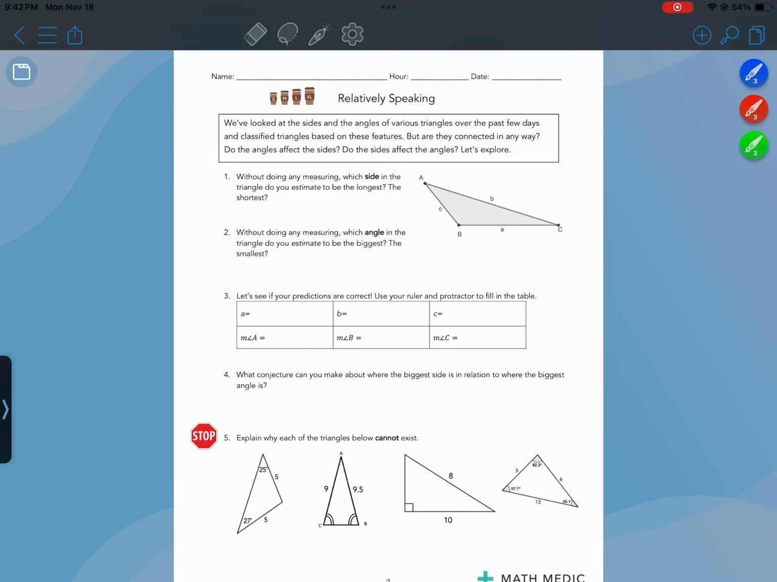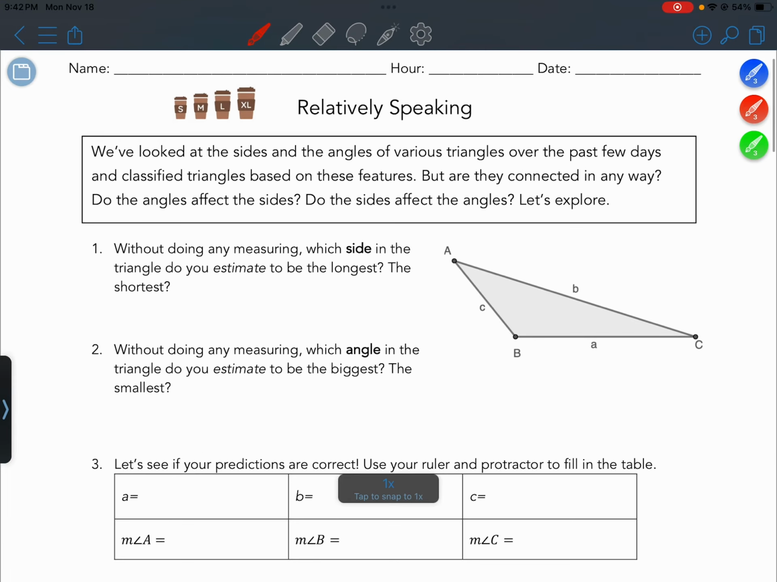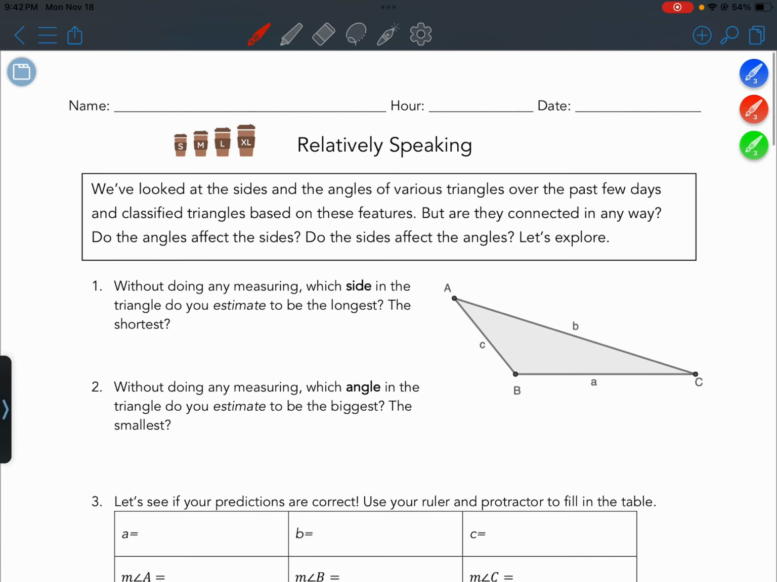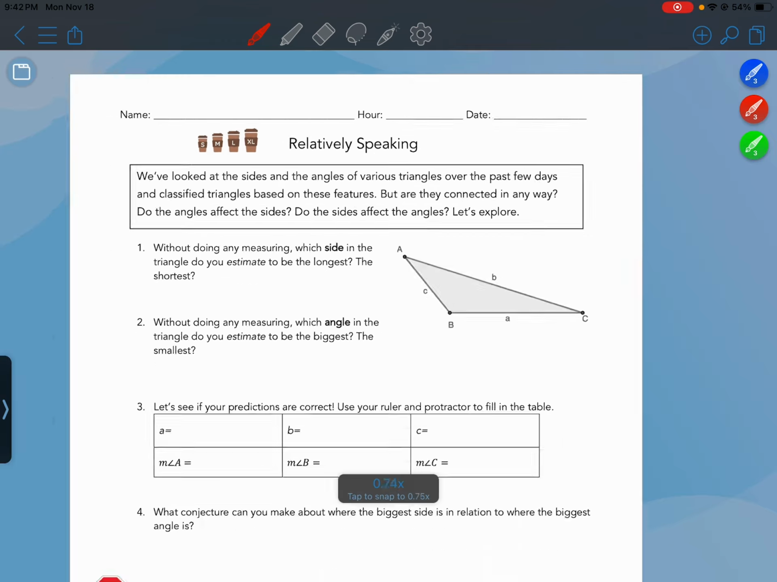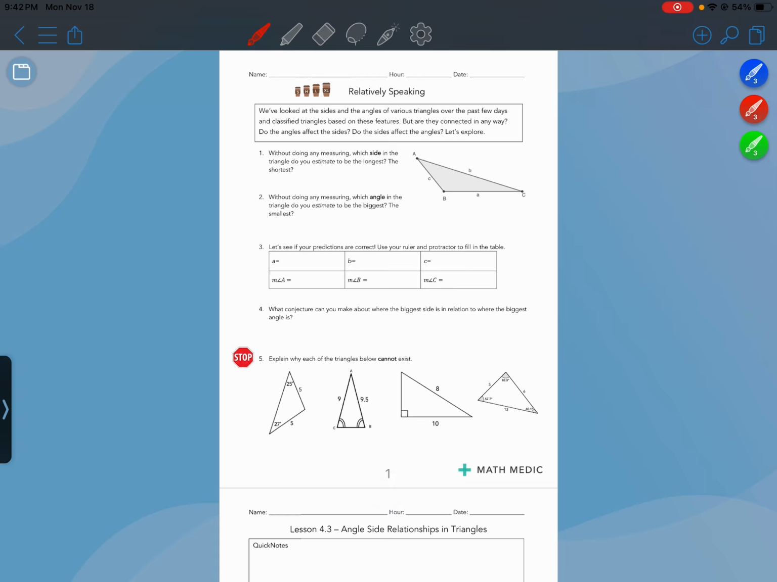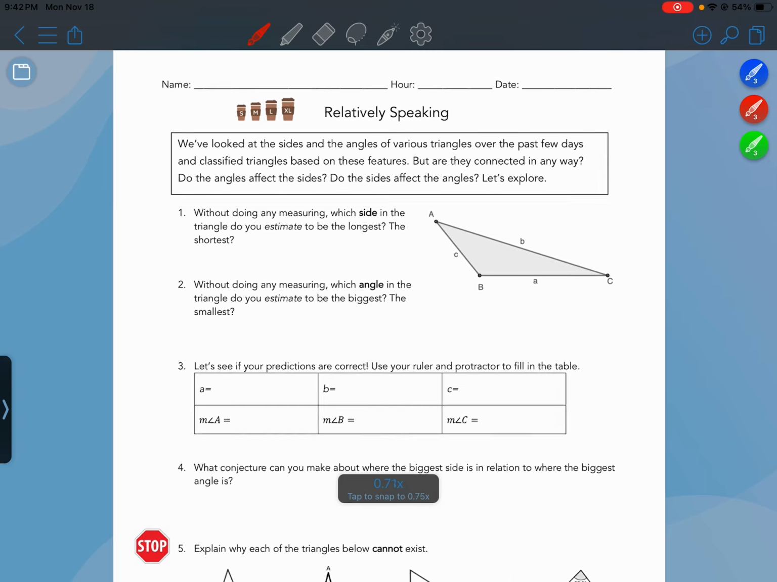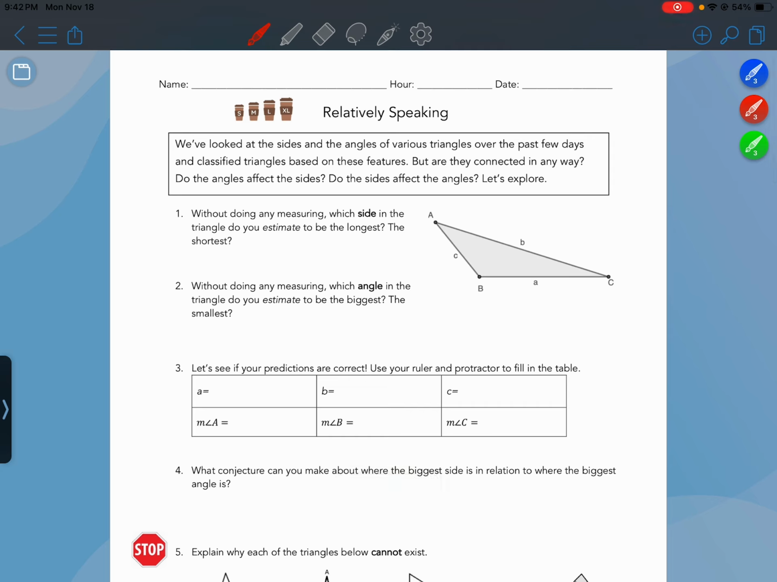Hey everyone, so this video is going to walk you through the activity titled Relatively Speaking. Notice on the first page there's 5 questions, but there's a stop sign before question 5. I'm going to have you and your table work on those first 4 questions, and let's say 10 to 12 minutes. Okay, working on that.